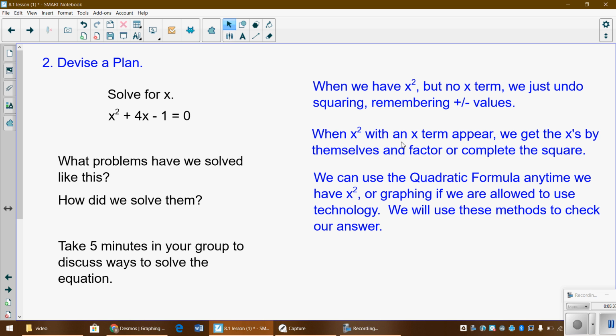When x squared with an x term appears, so now it's not a 0x, it's got a number in front, we get the x's by themselves and factor or complete the square. That's typically what we've done. We can use the quadratic formula anytime we have x squared, or graphing if we are allowed to use technology. I'm thinking this is really what I want them to do to get answers.